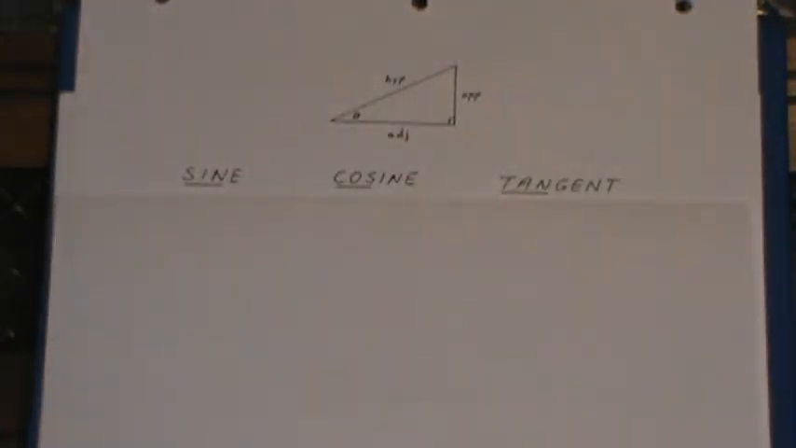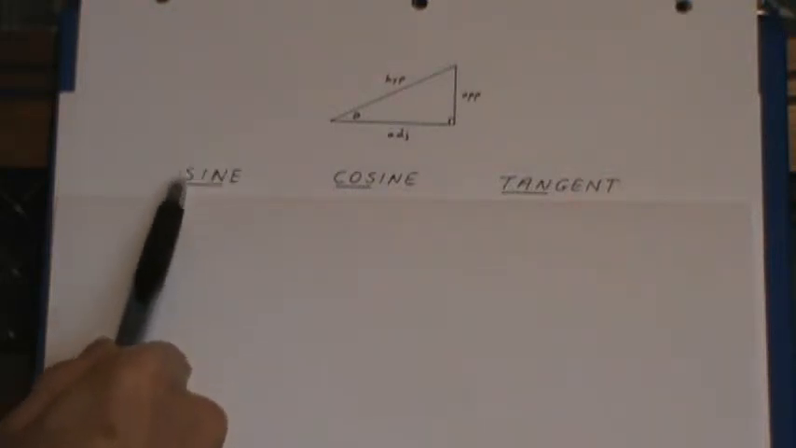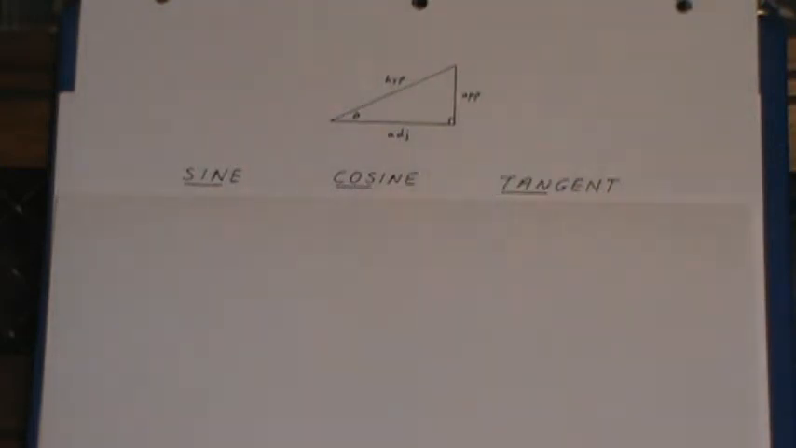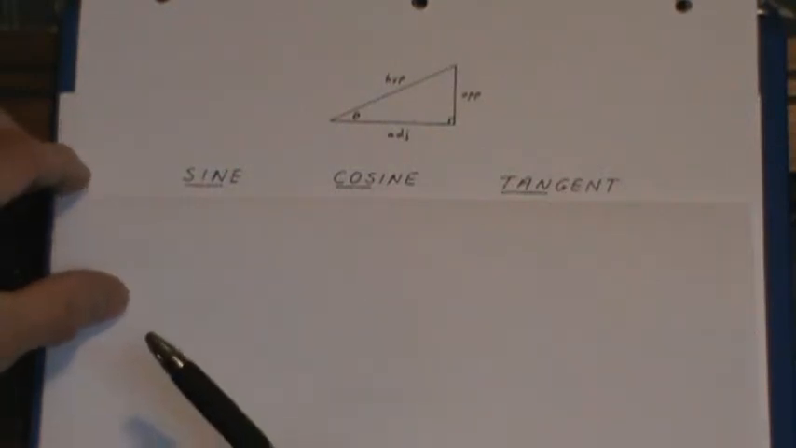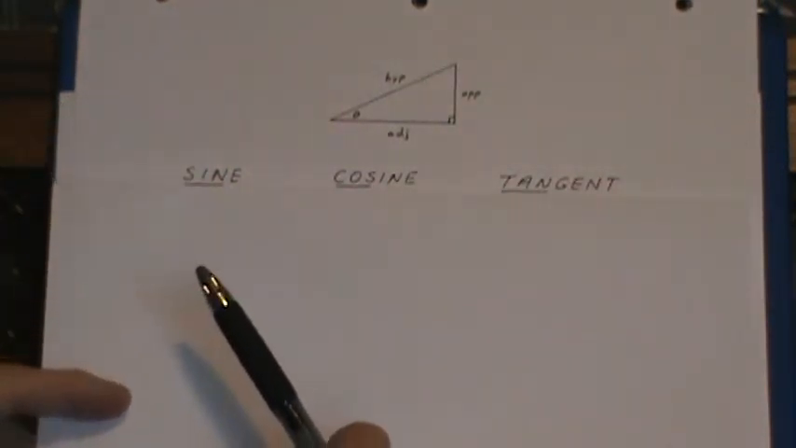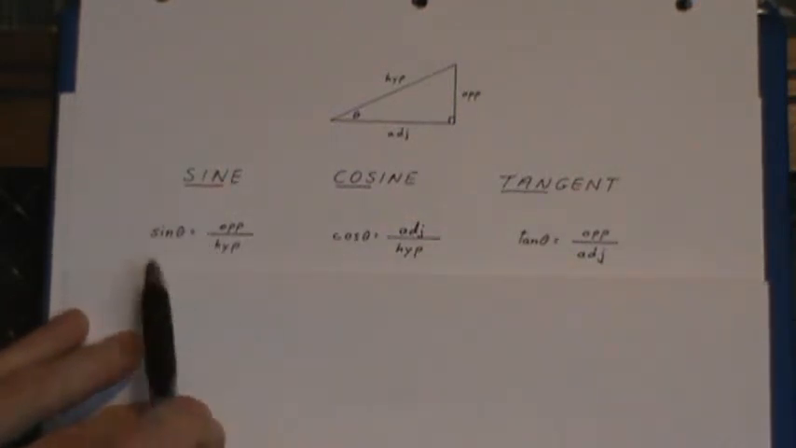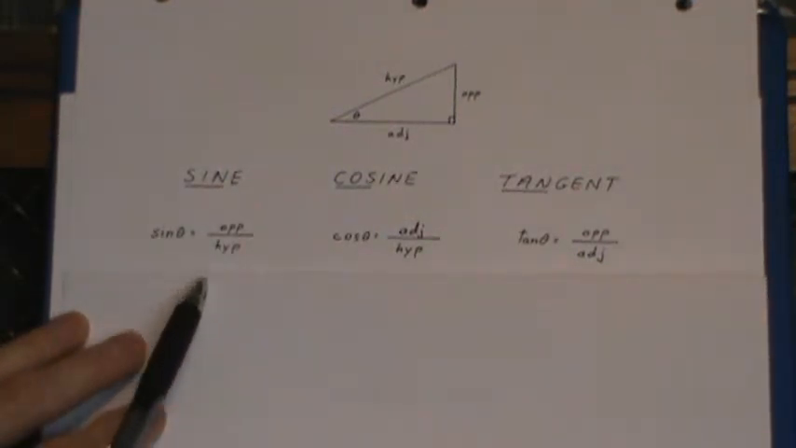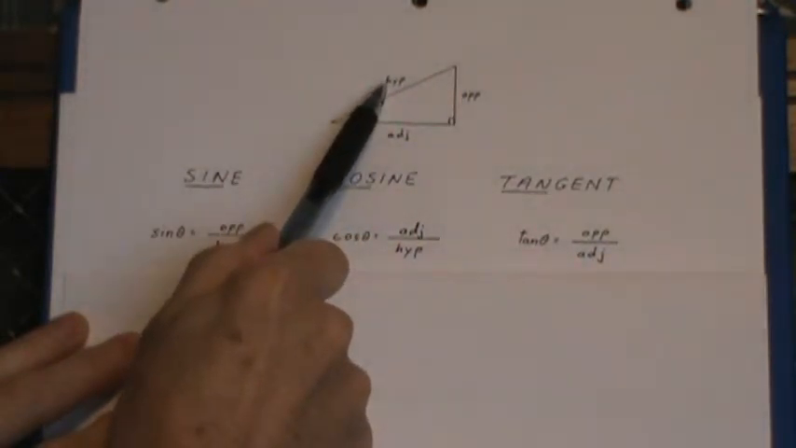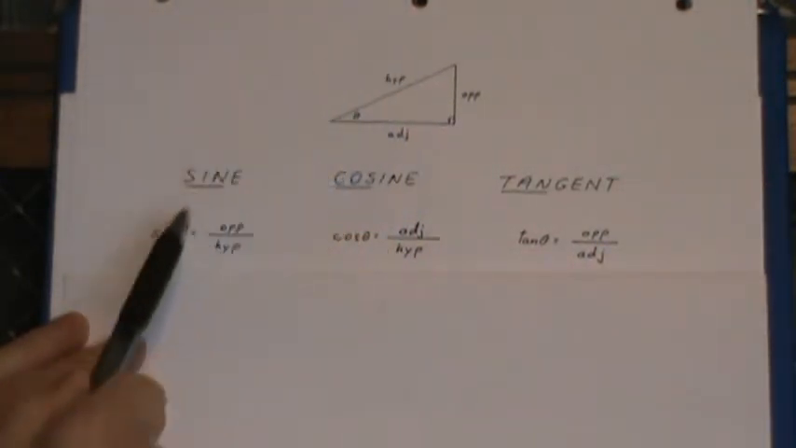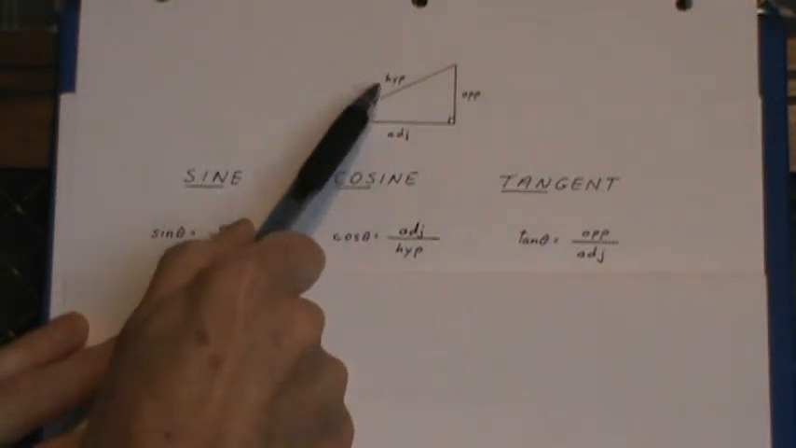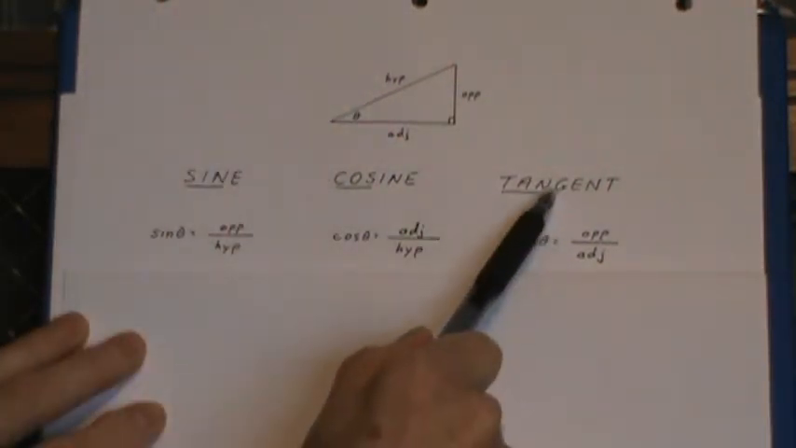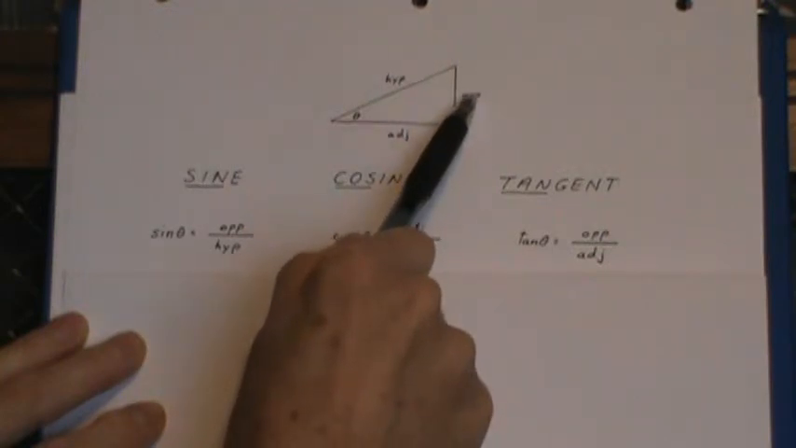Now we give names to these particular ratios. If you have a calculator, you've probably seen buttons that have SIN, COS, and TAN. Those are short for sine, cosine, and tangent. And these are names of particular ratios for sides in a right angle triangle. For example, the sine is the ratio of the opposite to the hypotenuse. So if you put that number over that number, you get the sine. Cosine is the ratio of the adjacent over the hypotenuse. And tangent is the ratio of the opposite over the adjacent.